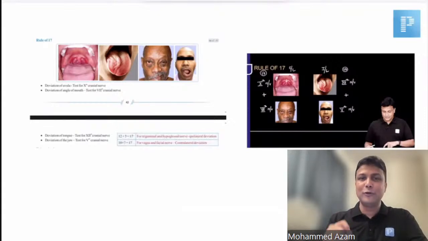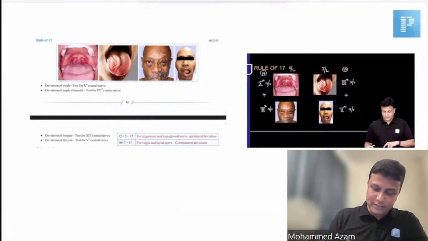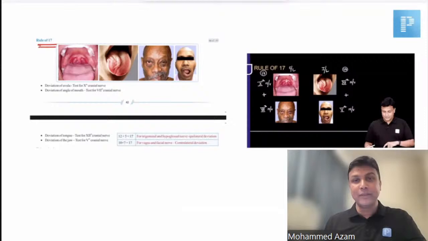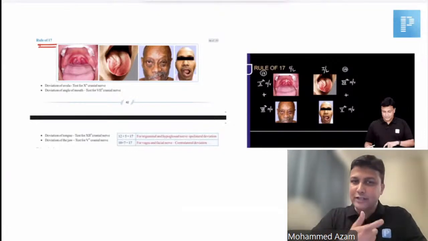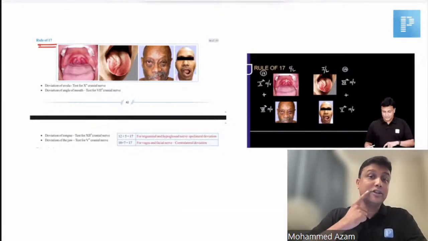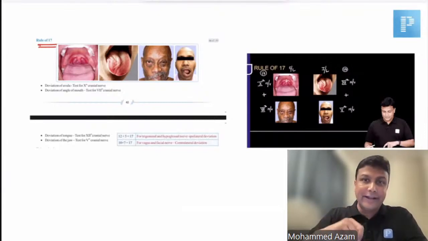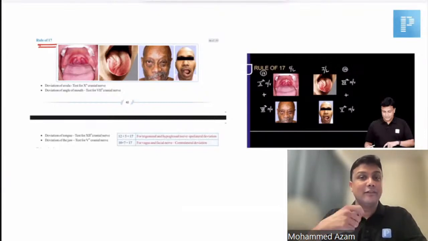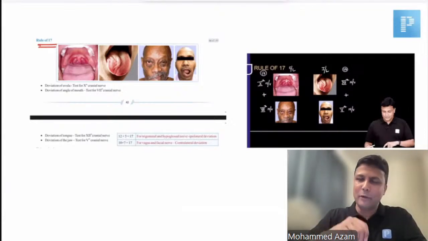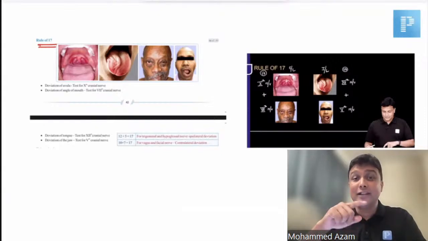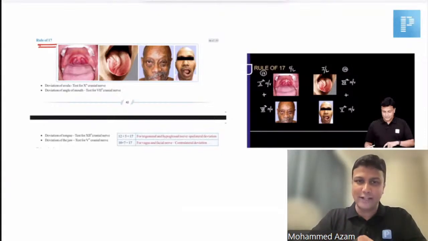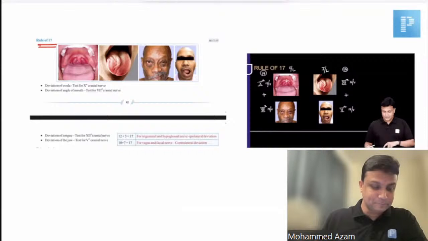So I request all of you to please refer to the rule of 17. I've explained all the nerves very clearly. Most of the students get confused between the deviation of the tongue, the deviation of the jaw, the deviation of the angle of mouth, the deviation of the uvula. So all these deviations relate to cranial nerve number 10, cranial nerve number 12, cranial nerve number 5, and cranial nerve number 7. And for this, there is a beautiful rule of 17. Please refer to that one. This type of question, you will never get wrong. I hope this is very clear.